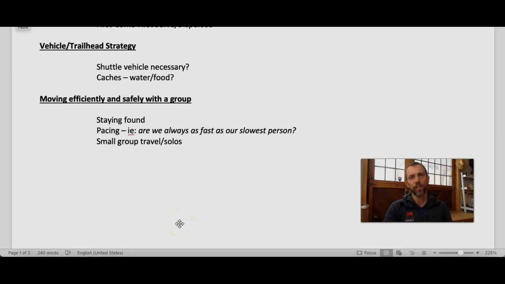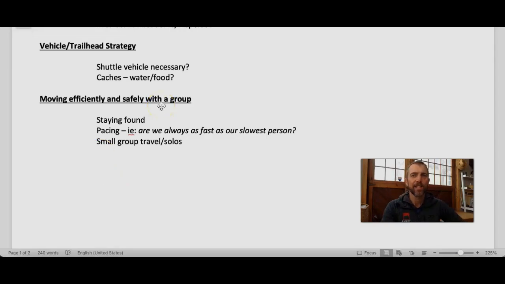Hide your water if you're going to cache it. Hide your food as best as possible. I hate to say it, but people can and do mess with that sort of thing. So again, if your safety is reliant on accessing that water and food, you really want to make sure it's there when you go to retrieve it.